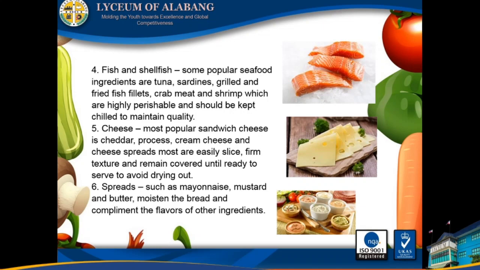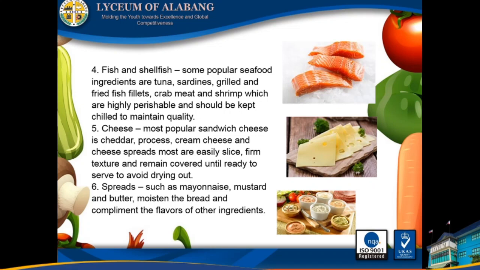Some popular seafood ingredients are tuna, sardines, grilled and fried fish fillet, crab meats, and shrimps, which are highly perishable and should be kept chilled to maintain quality. Next, number 5, we have cheese. The most popular sandwich cheese is cheddar, or processed cheese, cream cheese, and cheese spread. Most are easily sliced, firm in texture, and remain covered until ready to serve to avoid drying out.